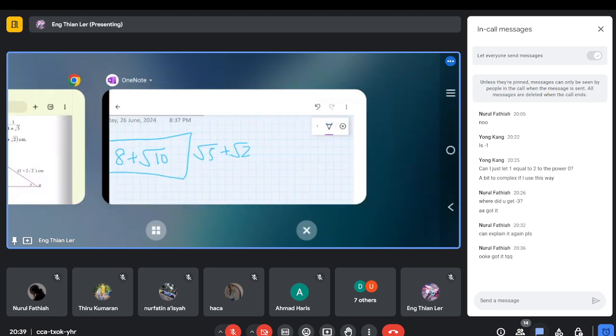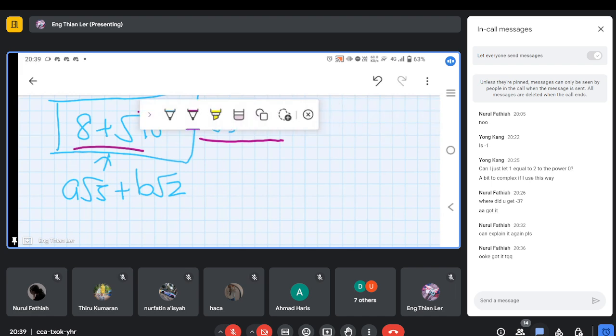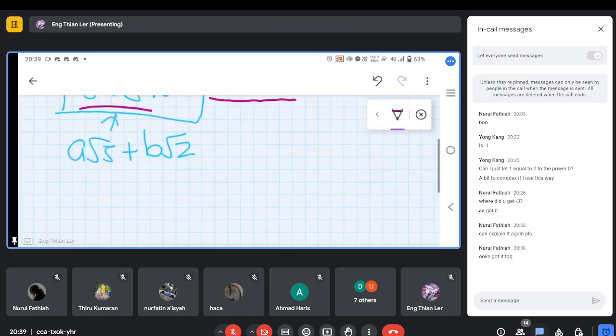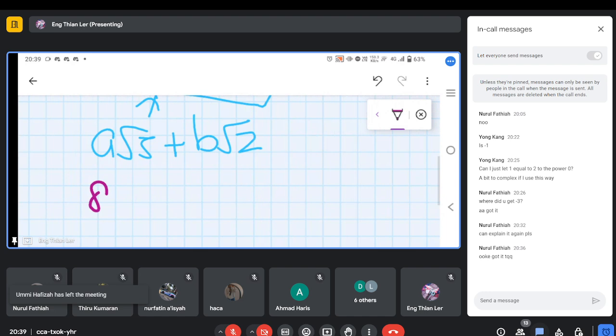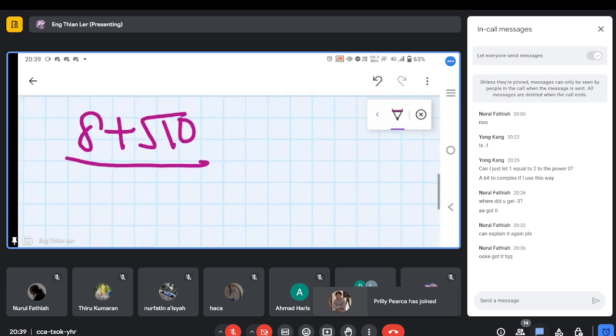Okay, good. And we need to find this side in the form of a root 5 plus b root 2. How to do it is pretty easy. You just divide this by this, because the area of the rectangle is base times height. Don't forget to rationalize after you divide. So we divide first: 8 plus root 10 over root 5 plus root 2.